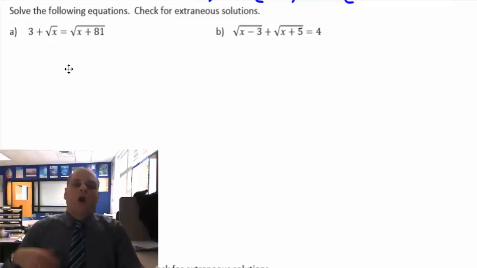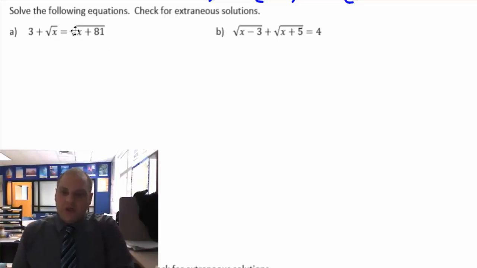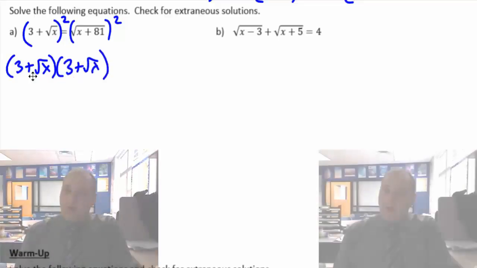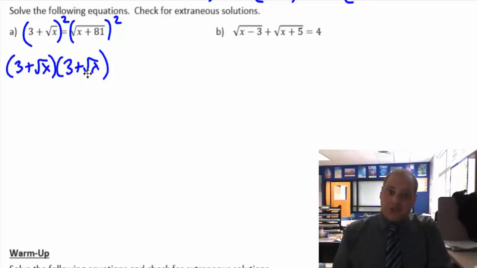These are going to involve a couple different squaring steps. You'll kind of see how this works. We have this all by itself, so that's good. So we're going to square this. But here, you can't just square these individually. We kind of talked about that in another lesson. So you have to square the entire side. So now it's 3 plus radical x times 3 plus radical x, which we know how to multiply, but we got to actually do it. So that just is a little extra step there. And this is just x plus 81.